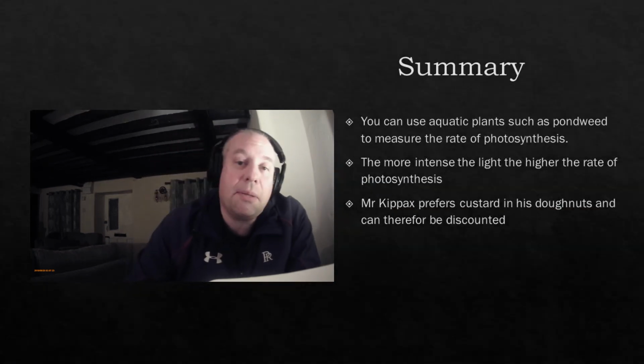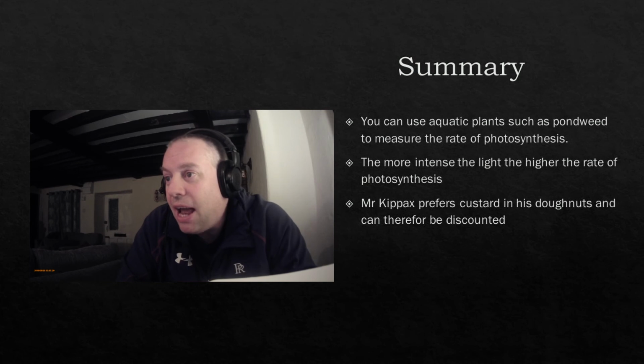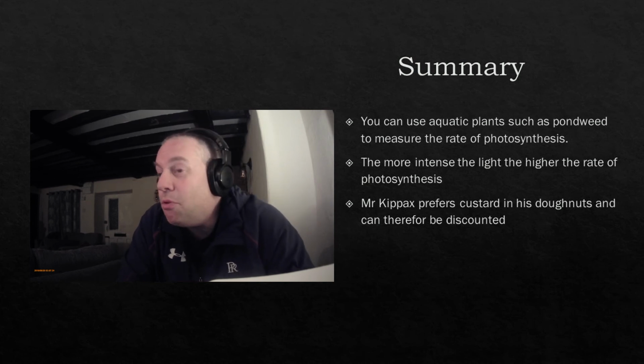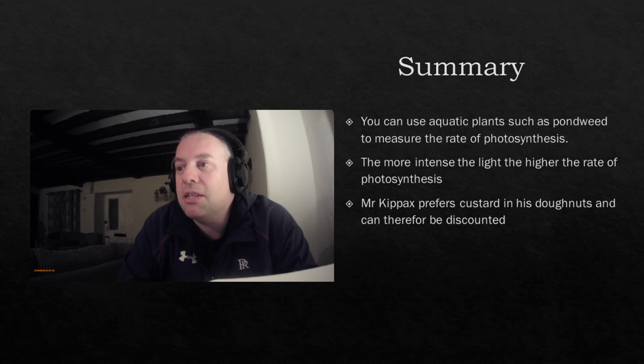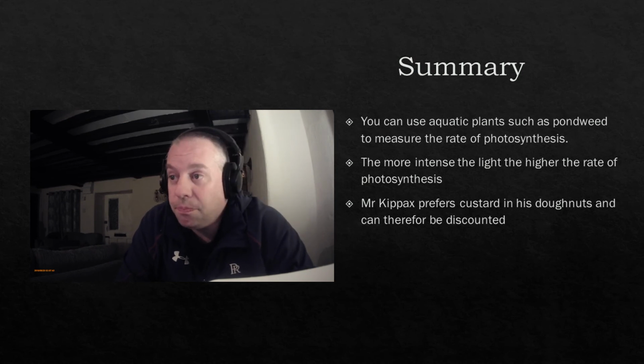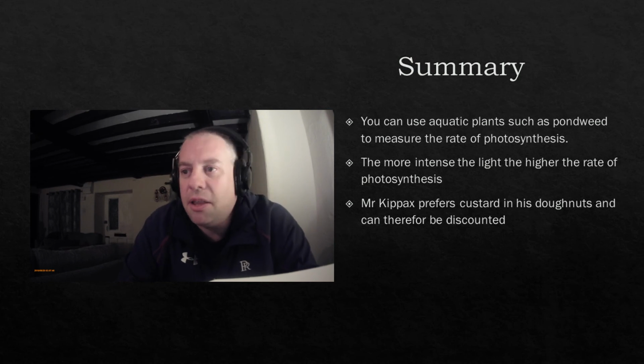We can use aquatic plants like pondweed. This is a type of pondweed called hello dear, which sounds like an old lady saying hello. Hello dear. Otherwise known as Canadian pondweed. That is really useful for us because as an underwater plant, when it produces oxygen, it produces it in the form of bubbles, and we can measure those bubbles. We've learnt that the more intense the light, the closer you got to the light, the higher the rate of photosynthesis. That's hopefully not surprising to you.